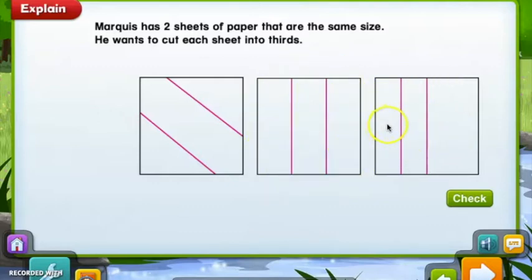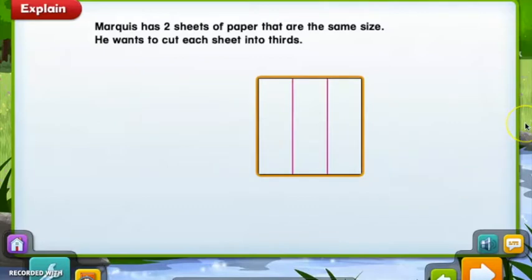So this one is also cut into 3 pieces, but this piece right here is not the same size as these 2 pieces right here. So this one can also not be cut into thirds because it's not cut into equal pieces. So therefore, our answer is going to be this one right here in the middle. Good job! This is another way to cut the paper into thirds.